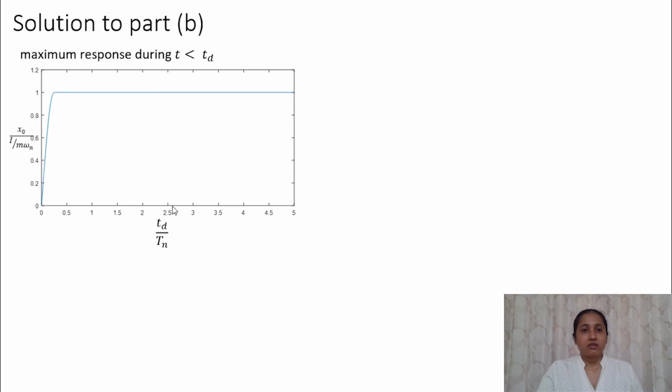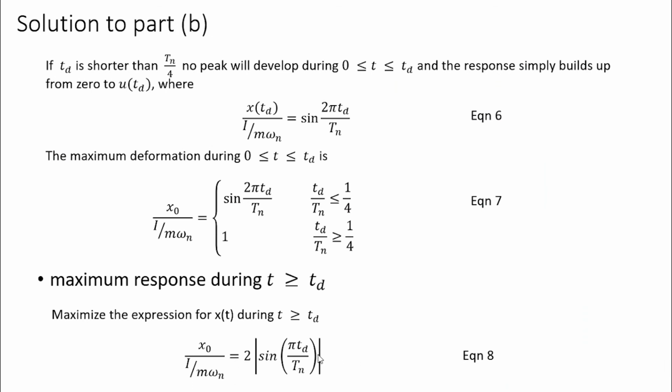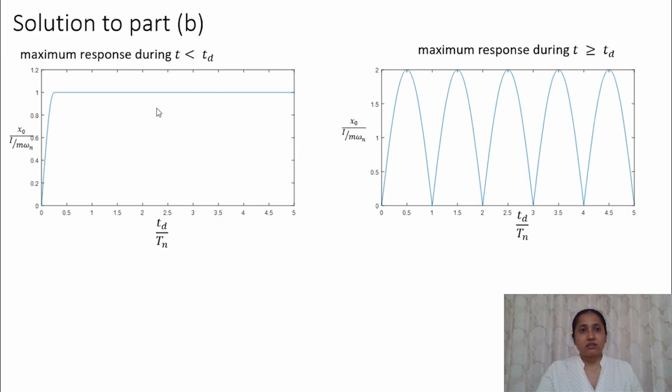So if Td by Tn is less than 1 by 4, the response increases from 0 to 1, and when it is more than 1 by 4, the amplitude is 1. And the maximum response when T is greater than Td follows this curve, and that will be according to this expression. So now we can find the maximum response for all the values of T, that is when T is less than Td and when T is greater than Td.